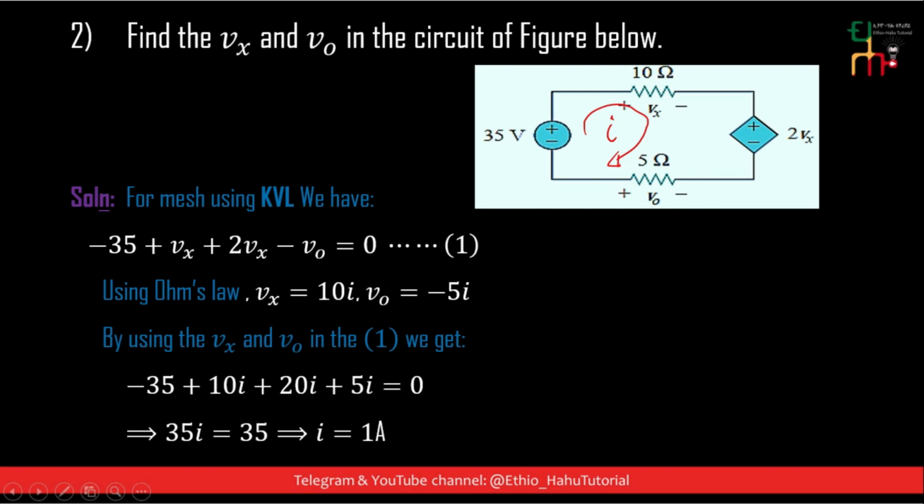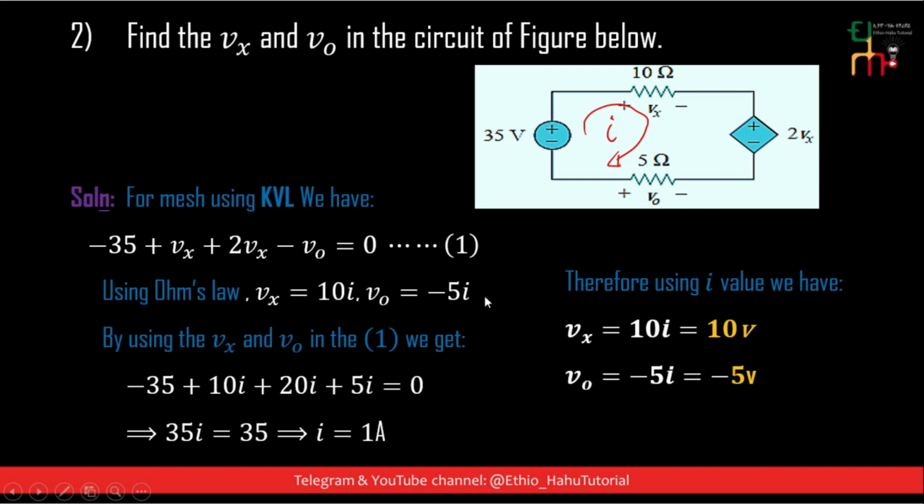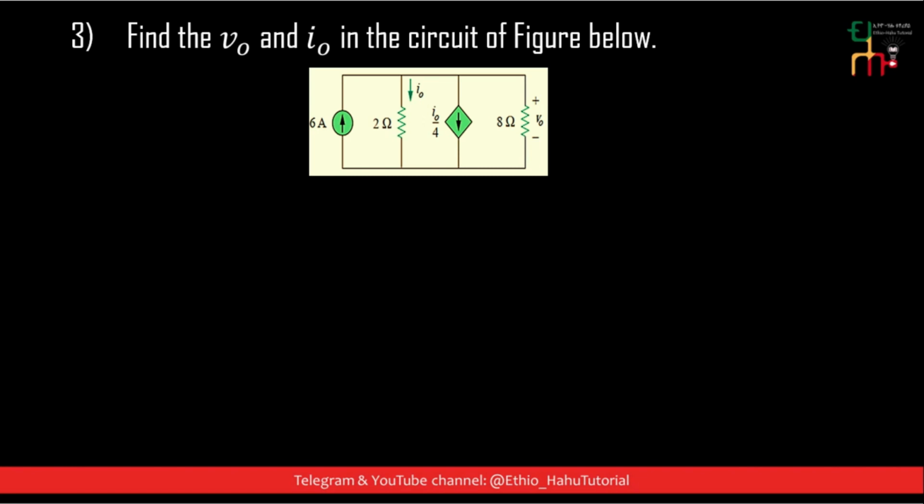ሶ አይን 1 አምፒር ታመጣን። የተጠየቅነው ምንድነው? የመጀመሪያው Vx ነው። Vx ማለት እዚህ ጋር ምን ብለናል? 10 times I ነው። ስለዚህ 10 times 1 አምፒር which is 10 ቮልት ይሆናል ማለት ነው። again V0 ማለት እዚህ ጋር ምን ብለናል? -5 times I ነው። ሶ -5 times 1 አምፒር which is equals to -5 ቮልት እናገኛለን ማለት ነው። ስለዚህ የሁለተኛው ጥያቄ በዚህ መንገድ ማየት እንችላለን ማለት ነው። ወደሚቀጥለው ጥያቄ ስናልፍ ምን ነው የሚለን?